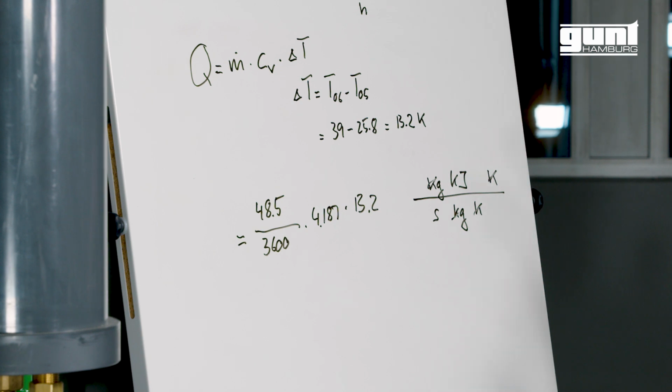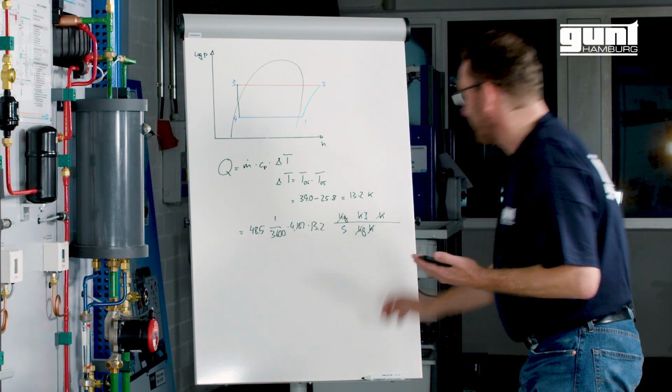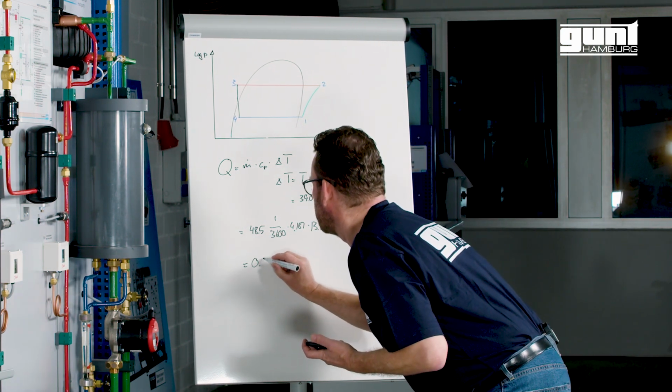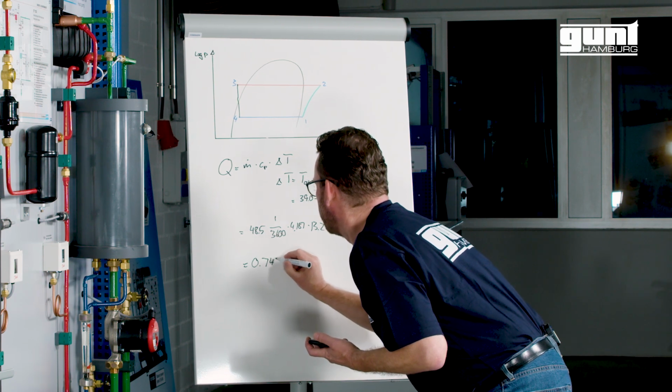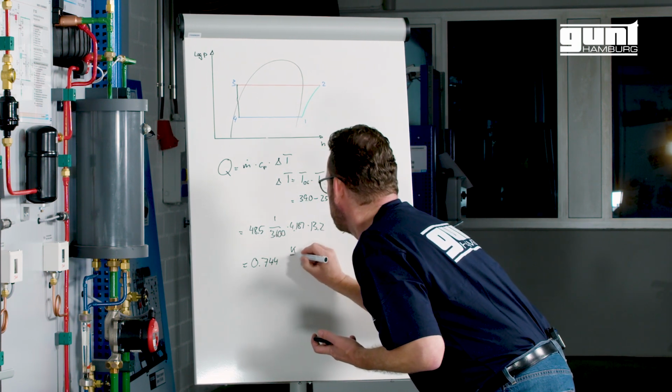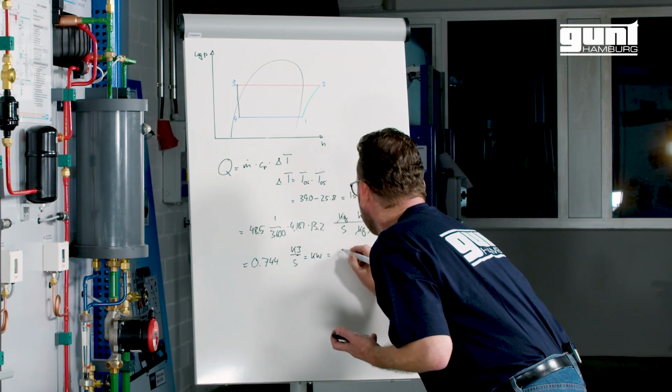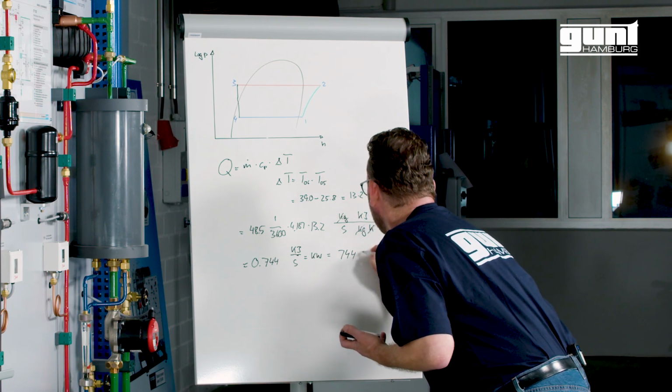And if I type that into my mobile phone real quick, the result is 0.744 kilojoule per second, equaling kilowatt, equaling 744 watts.